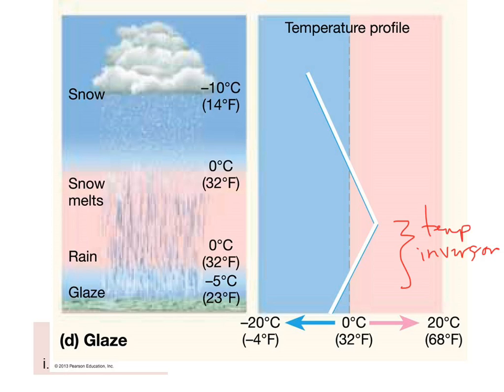So can you see the difference between those two temperature inversions? This one's shallower. I know it says glaze, but I would call that freezing rain. That's the same thing, just a fancy way of putting it. Have you ever heard of freezing rain on contact? Cool.